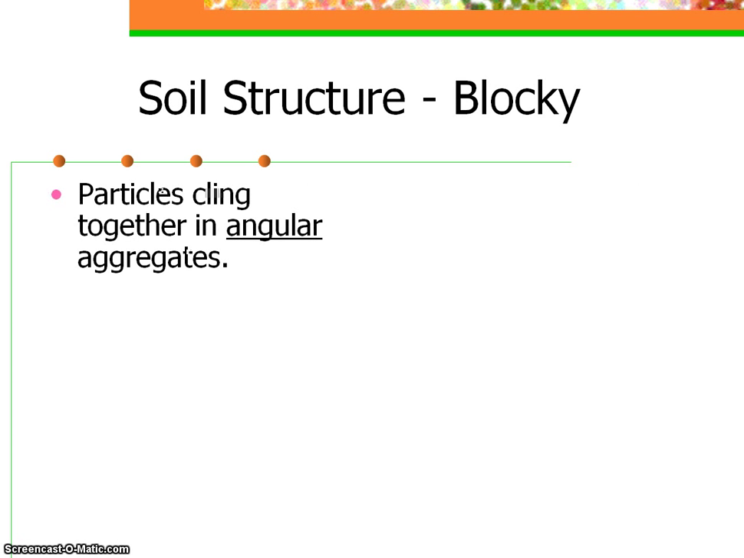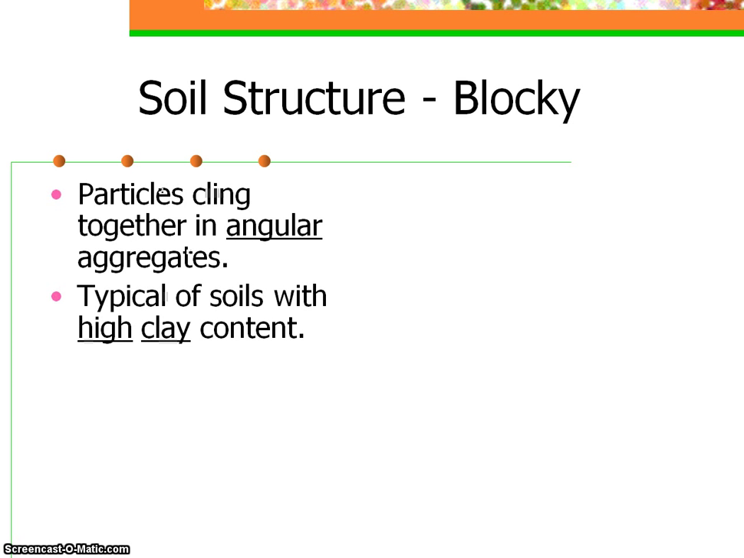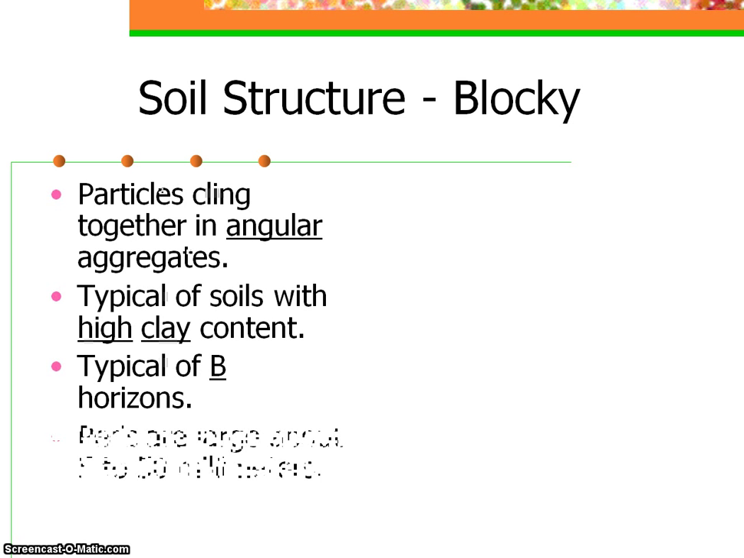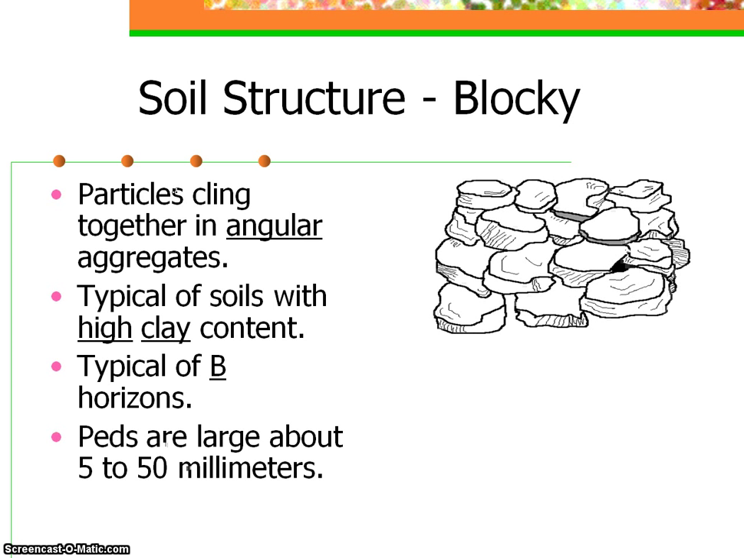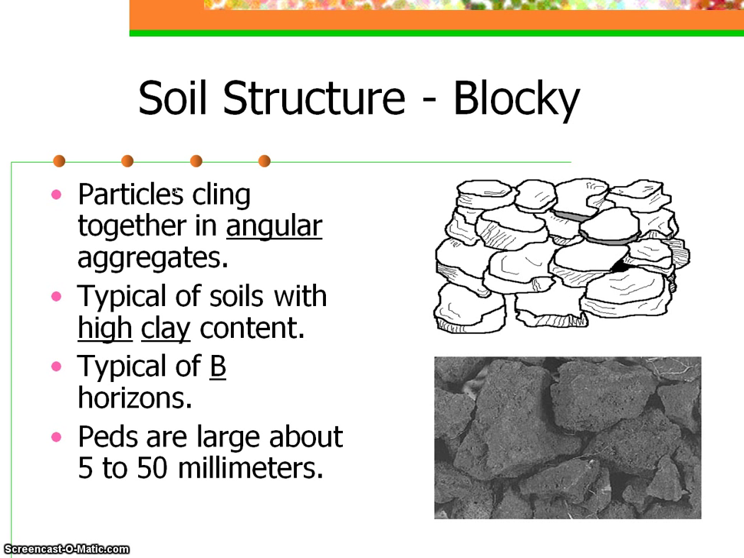You get your blocky type structures in your subsoil, right, or your B horizon, where you have a large amount of clay. It's going to hold a large amount of water, and it's going to form your blocky structures. So your A horizon is going to be granular for the most part. Your E is going to hold your platy. Then your blocky can be found in the B horizon.